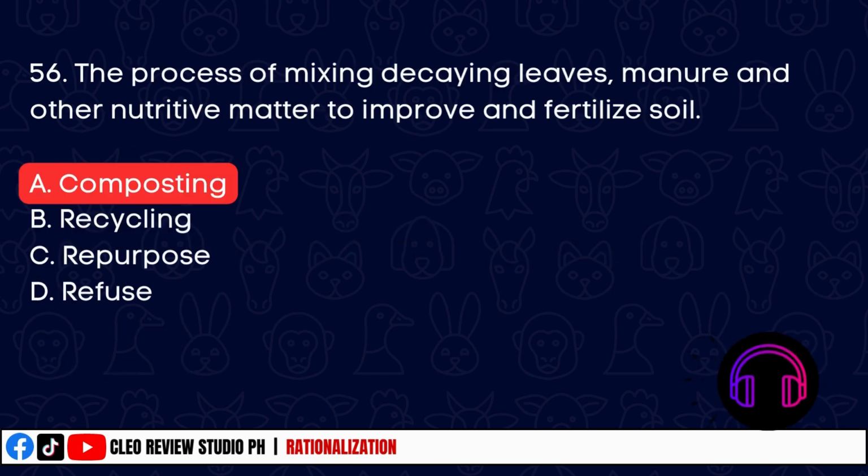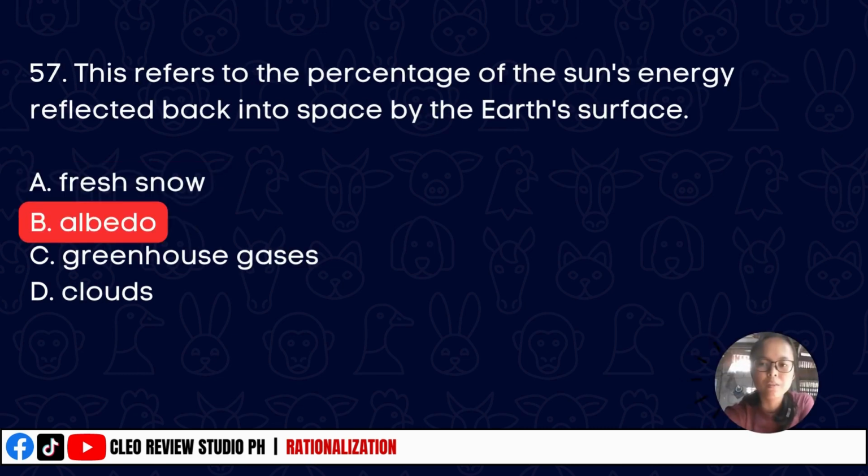The process of mixing decaying leaves, manure, and other nutritive matter to improve and fertilize soil. The correct answer is composting. This refers to the percentage of the sun's energy reflected back into space by the Earth's surface. Tandaan nyo lang ang keyword, teachers. Albedo can be thought of as the reflectivity of the Earth.